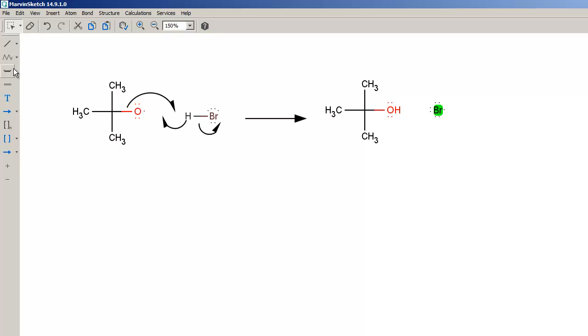And then you can just make your equation prettier, so you put the plus signs somewhere. Put a plus over here, then you put a plus in between these two products, and there you go. That is how you do mechanisms on MarvinSketch.